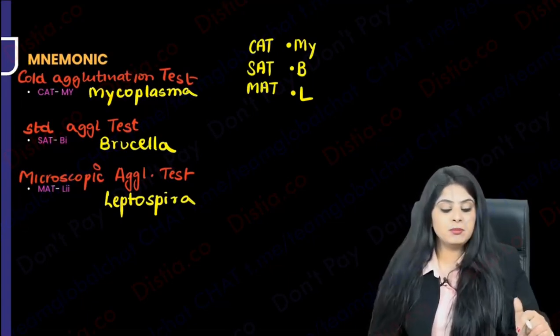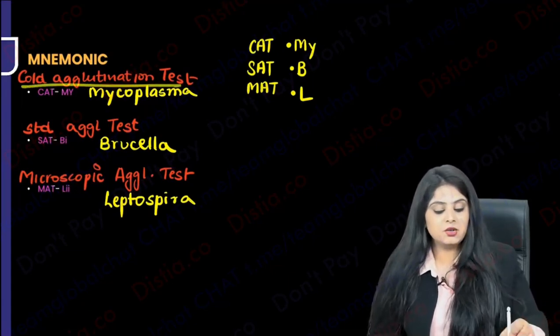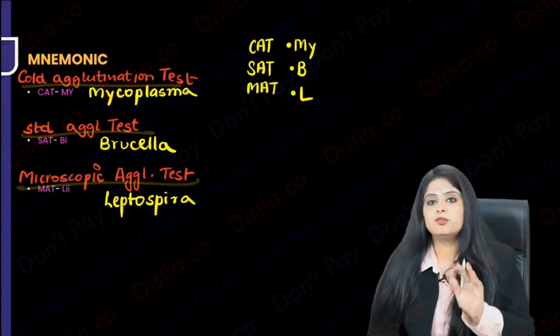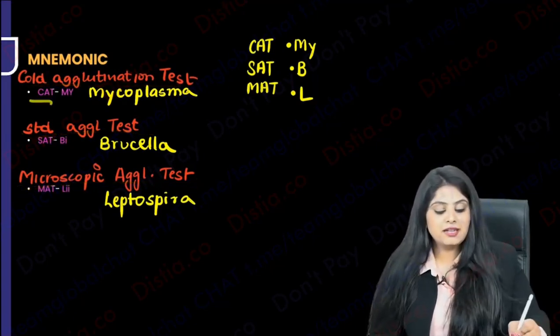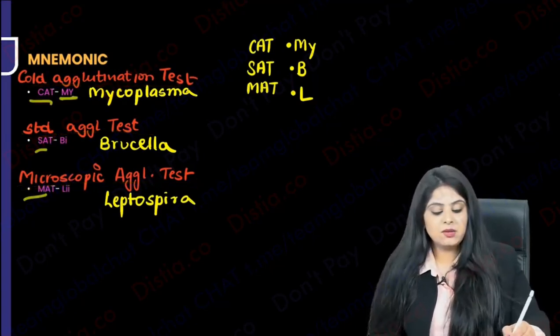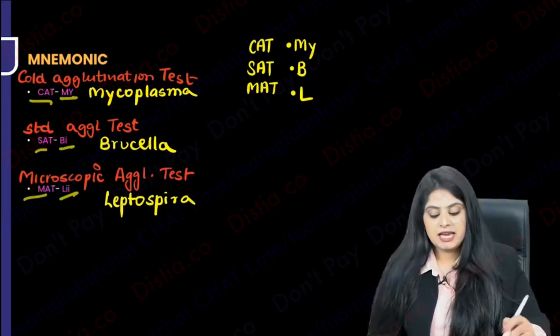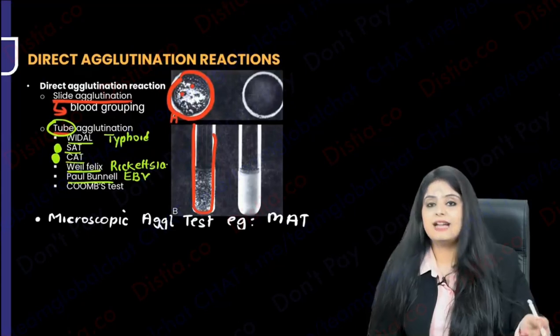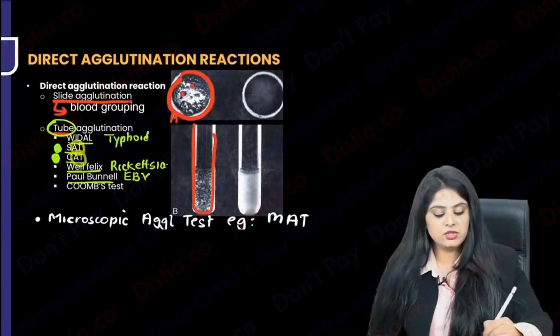Examiner doesn't know, we have made a mnemonic, right? Examiner is thinking they're all sounding the same. So let me confuse, but now we know the mnemonic, right? So cat sat on the mat, and that is mycoplasma, brucella, leptospira. And now you know what reaction they are? They are anyway cat sat mat, so you know they are agglutination reactions.